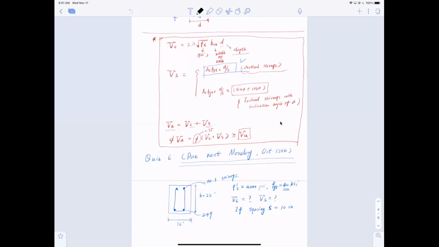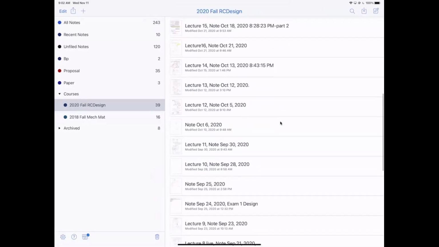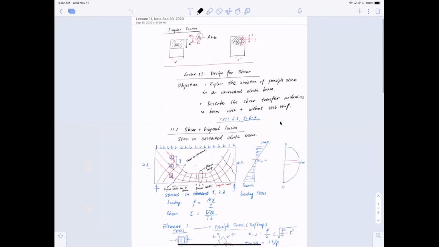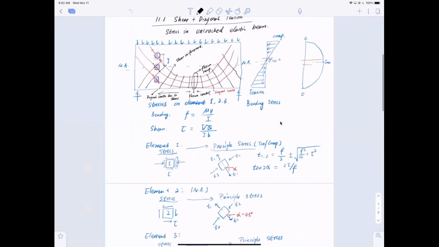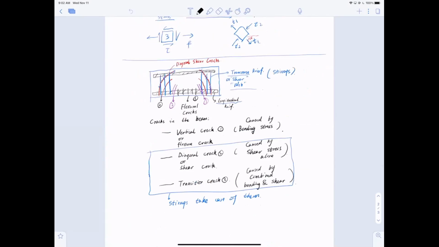Okay, so let's take a quick look at what we have learned so far. All right, so I opened up all the notes that we have talked about before, and so let's just quickly go over them. So here's the shear on the sections, right? So we talk about how the shear stress is distributed in the beam and how we calculate the shear stress. And also we talk about what kind of shear failure we might have in terms of cracking, right?